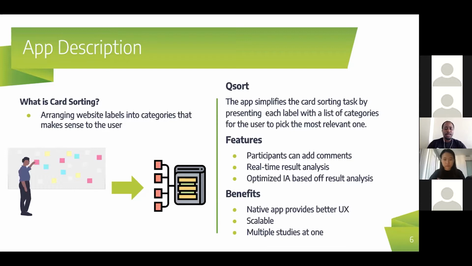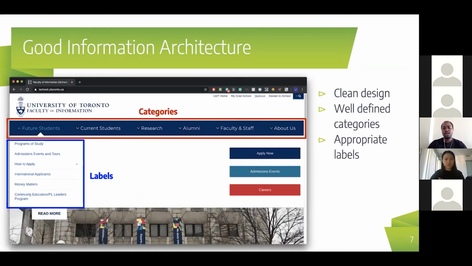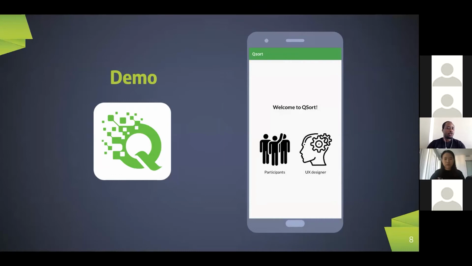The benefit is that the app provides a better experience for both the researcher and the participant, and it's also scalable, so multiple studies can be done at once. The whole idea is that when we gather all of this information, we can provide a very good looking website with a clean design, well-defined categories, and the appropriate labels within those categories. So we'll go to our design quickly.